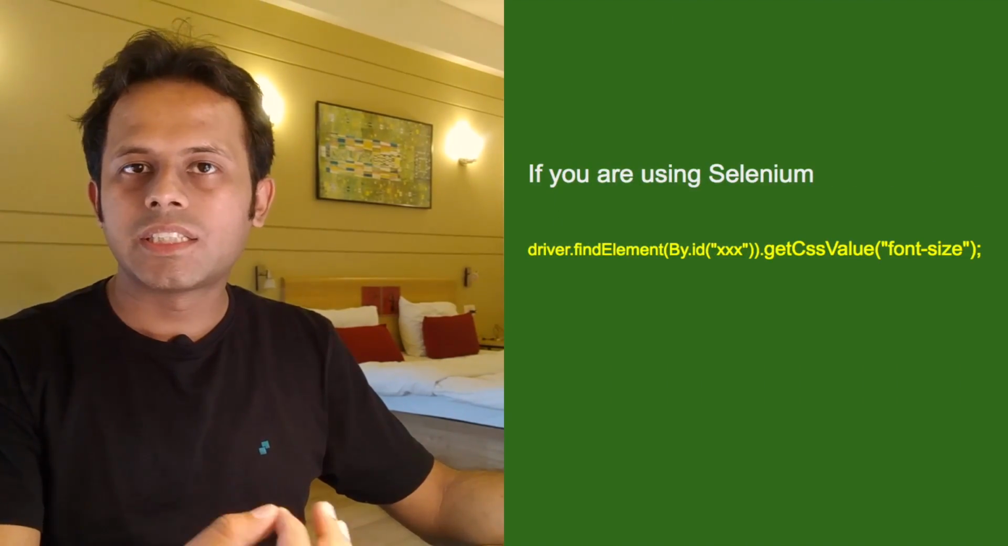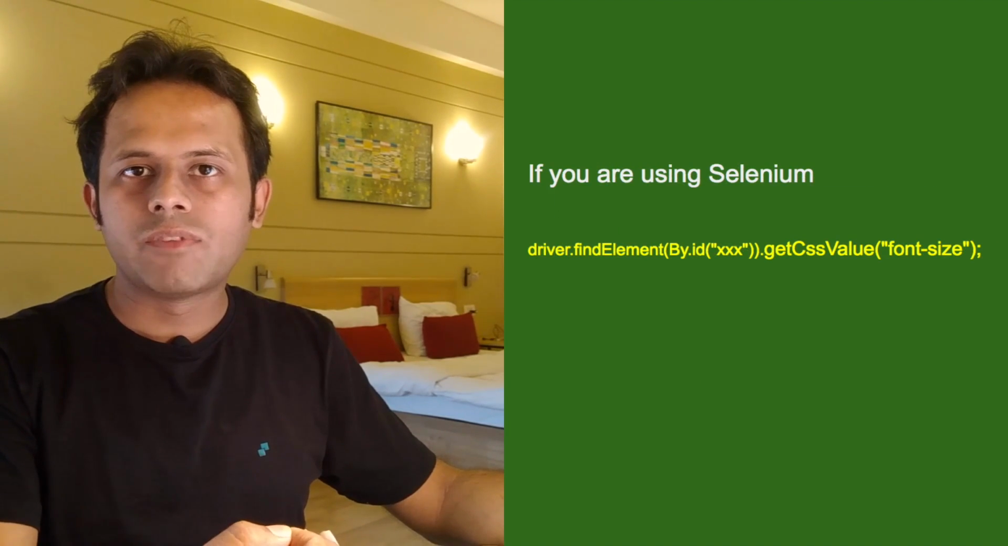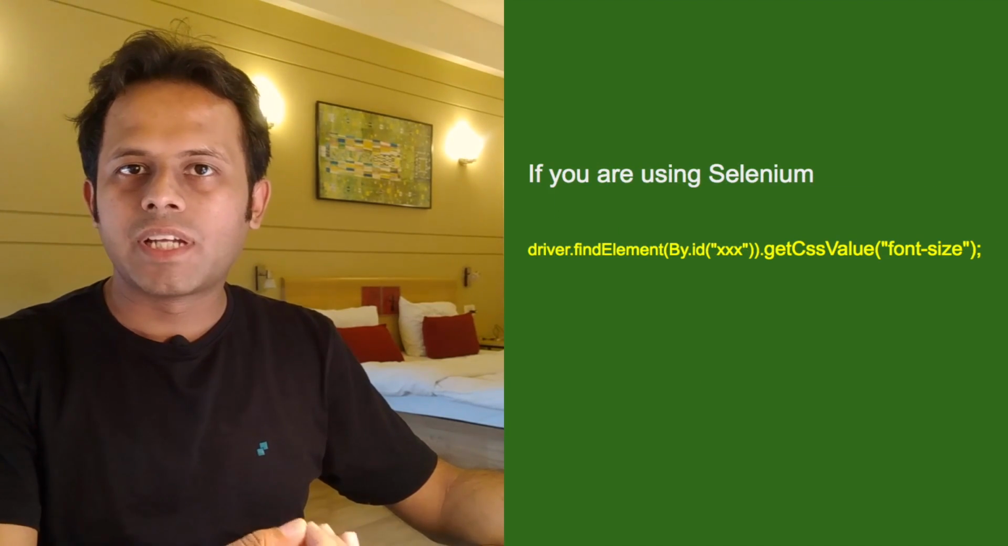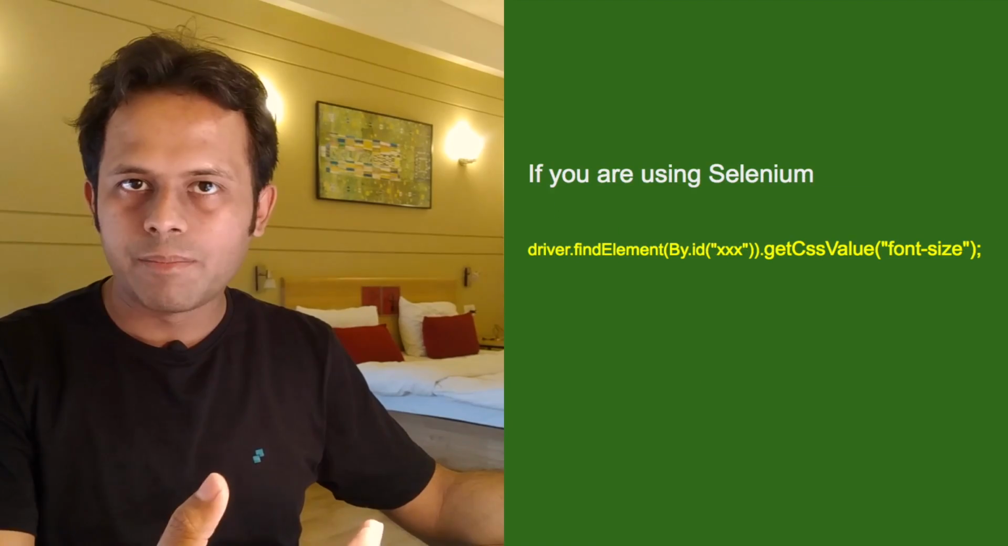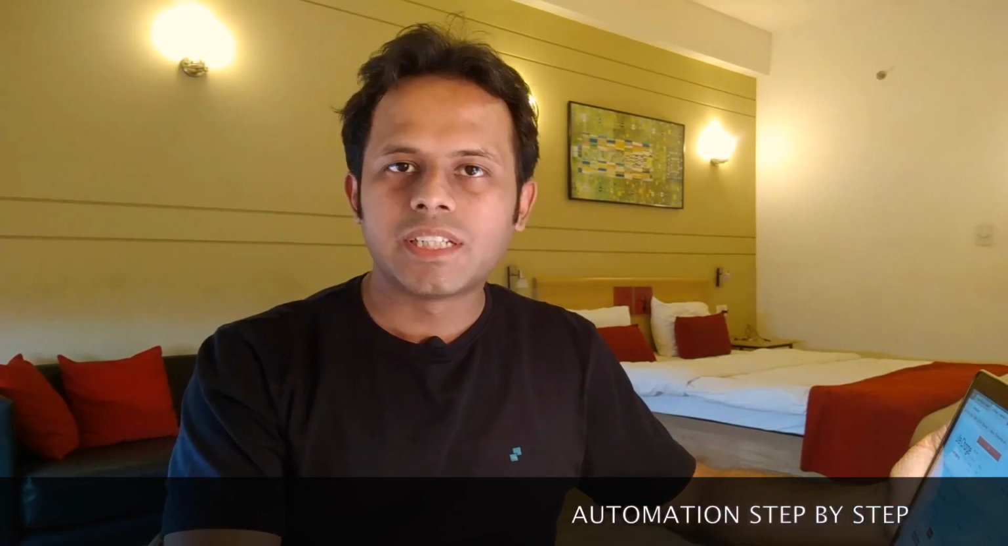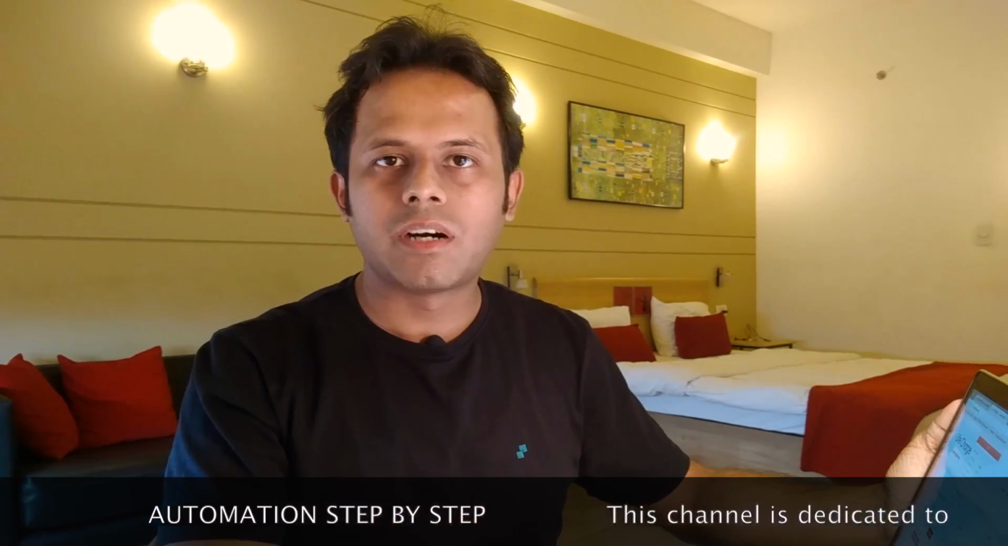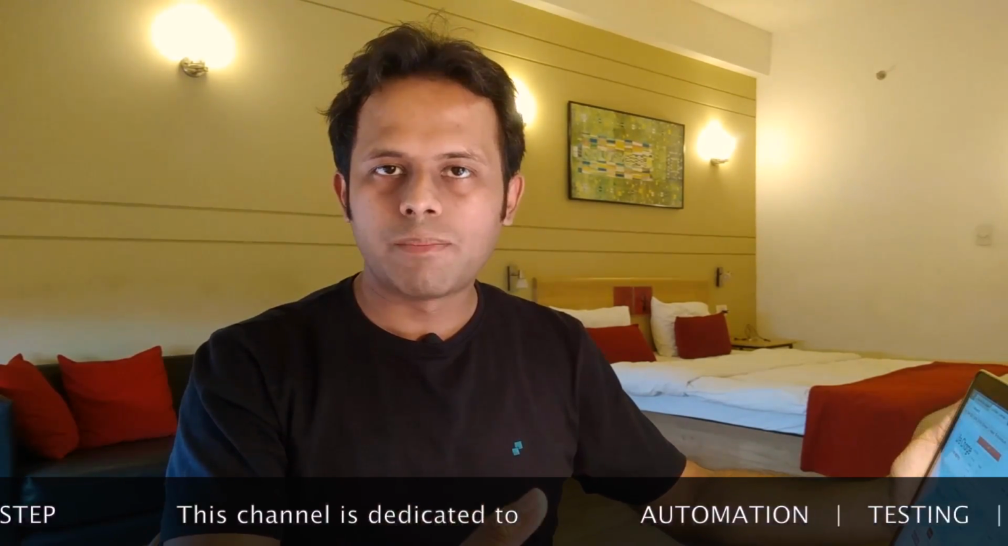Now, in case you already have a Selenium framework and you want to add this validation of font checking inside your automation framework, then in Selenium there is a function called getCssValue, and if you give the option font-size, it will get the font size of that particular element, and then you can do your validations over there. So these are the very basic and easy and straightforward ways how you can check the font of web applications.